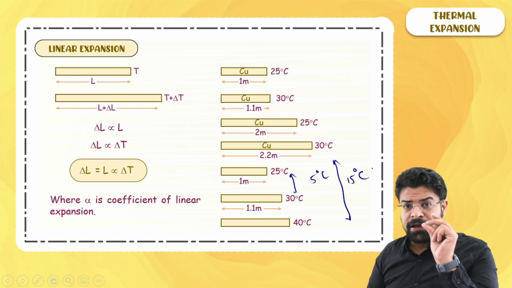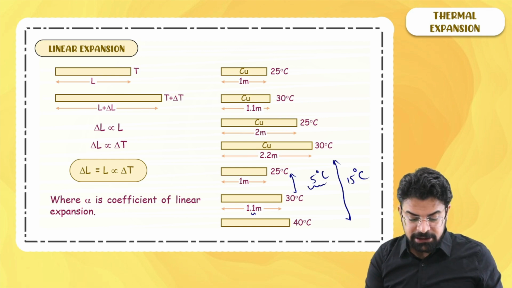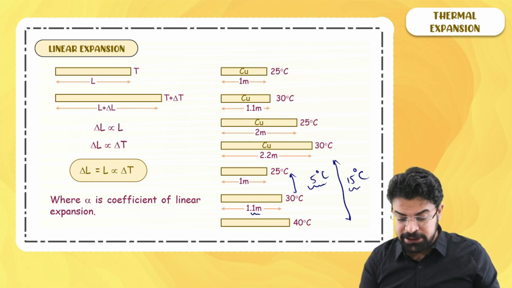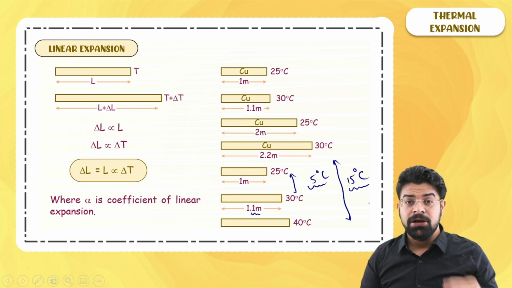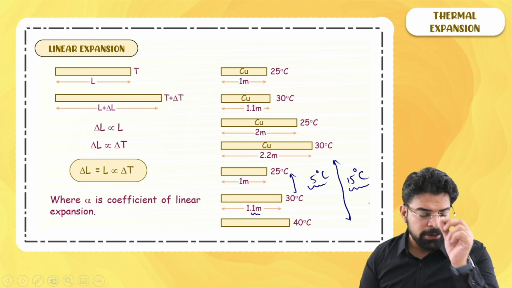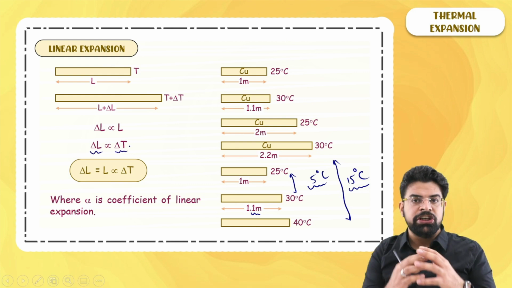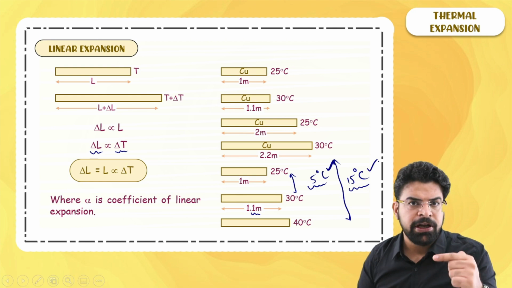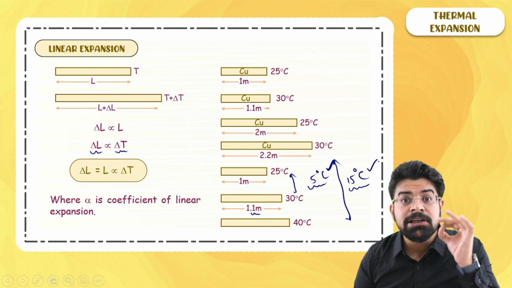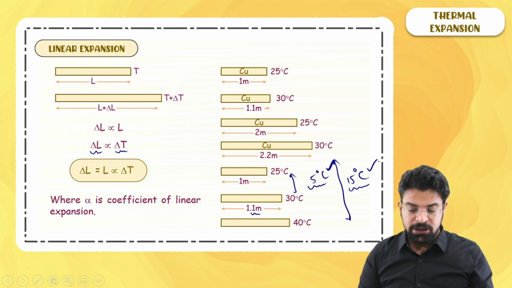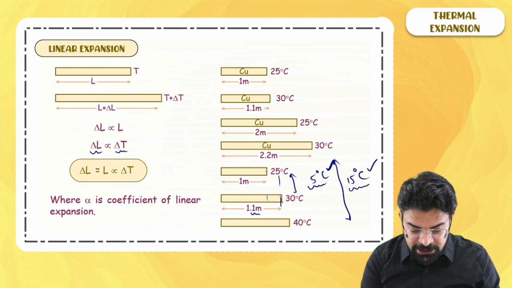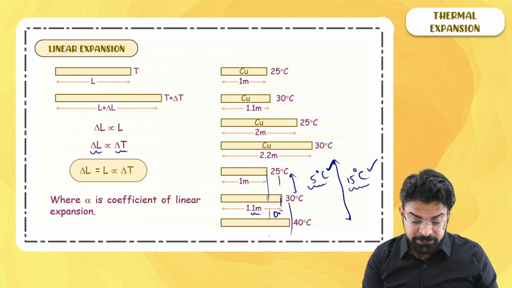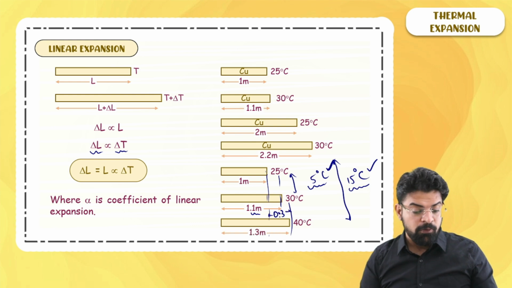So when you increase the temperature by 5 degrees centigrade, if the length increases by 0.1, then on increasing the temperature by 15 degrees centigrade, 3 times the temperature rise, what has to be the change in length? So remember that the change in length is directly proportional to change in temperature. If the change in temperature changes from 5 to 15, it means that becomes 3 times, then the change in length will also become 3 times. So in the first case, you got the change in length to be 0.1. In this case, you will get the change in length to be 0.3. And hence the final length has to be 1.3 meter.